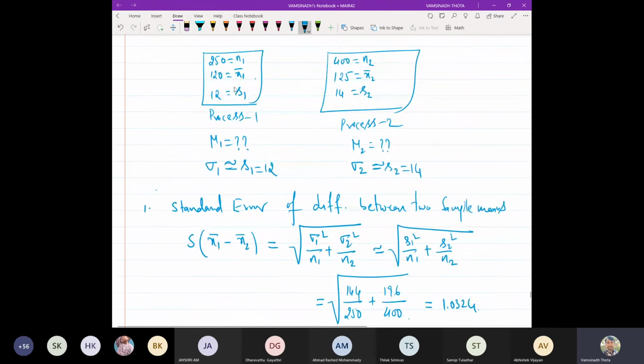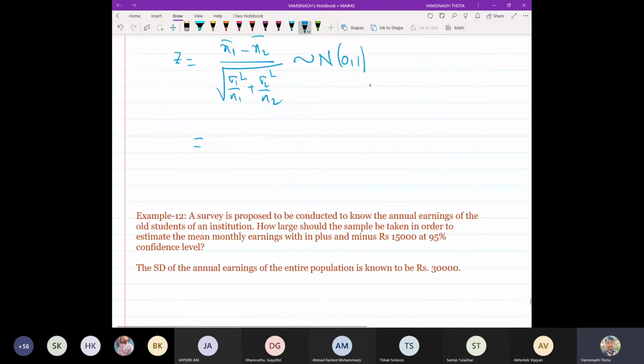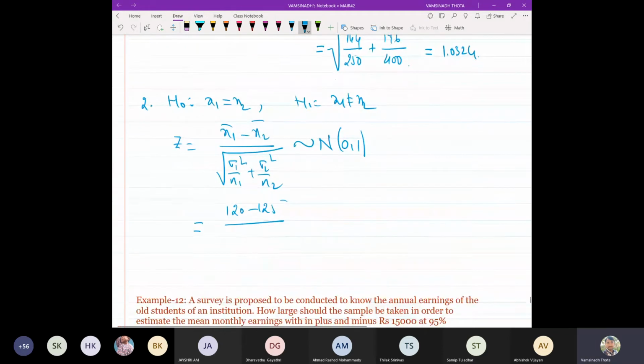What is x1 bar minus x2 bar? x1 bar is 120 and x2 bar is 125, so 120 minus 125 upon 1.0324. This is the standard error that we have obtained right here. So that is equal to minus 5 divided by 1.0324, which is 4.84 something. I got something around 4.84 approximately, whatever it is.